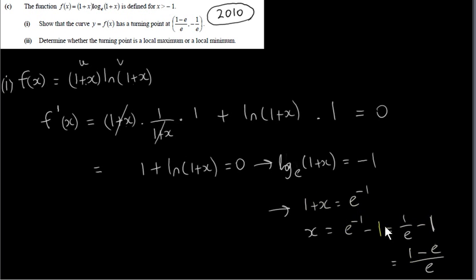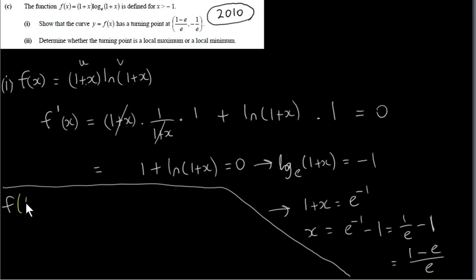Notice that there is only one solution to this equation, f prime of x equals 0. We did not get a quadratic equation. We just have a linear equation in x, and we get one solution. So that tells us that there is only one turning point of this function, f of x, and it occurs at x equals 1 minus e over e. If we want to find the y value of the turning point, we want to evaluate the function at 1 minus e over e.